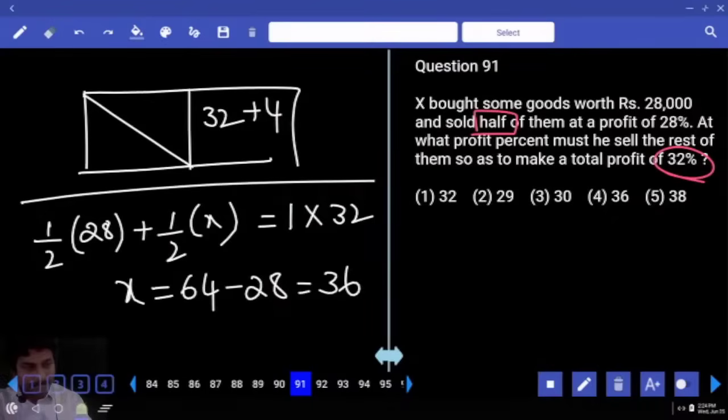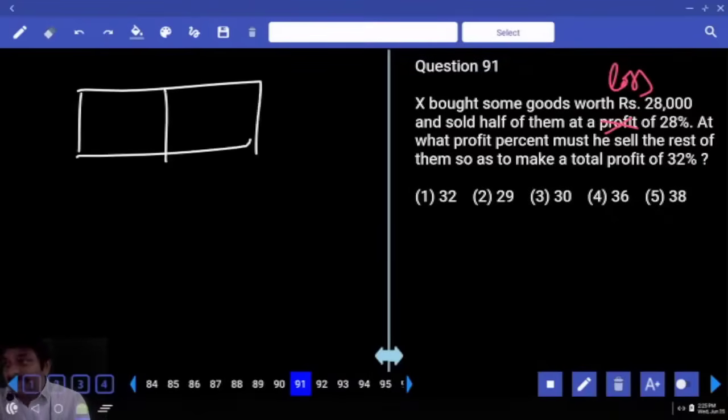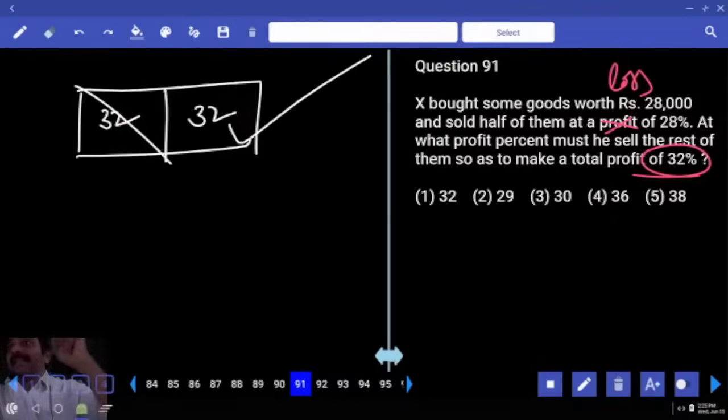You understand? In the same question, suppose it is a loss of 28%. Loss 28%, then what must be your answer? 32 minus 4? How much? 28%? You need 32% profit on the first item, 32% profit on the second item. Overall that will be equal to 32. First is already sold, forget about it. On the second we need 32. Yes, this will be the final answer if you make 32% profit on the first part.